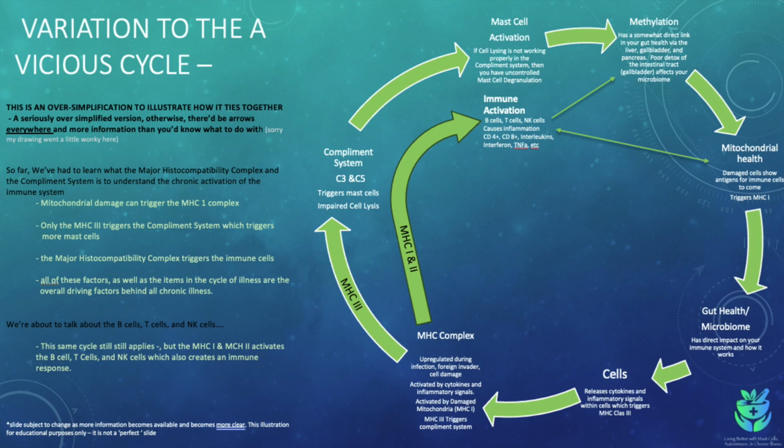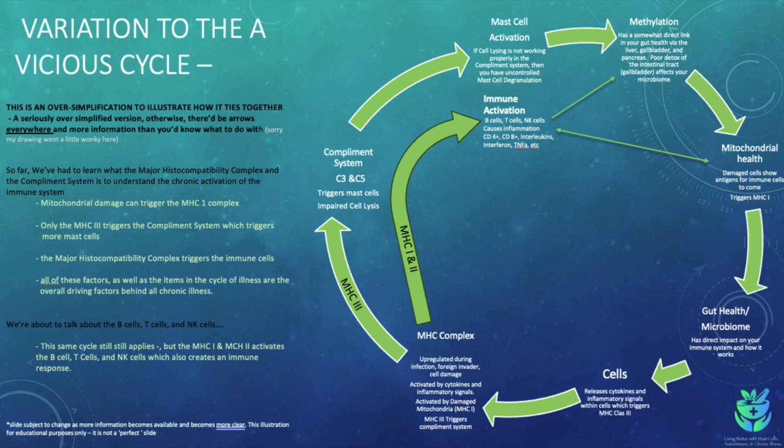So, the original cycle remains, but you can see I added in the major histocompatibility 1 and 2. This is an oversimplification to illustrate how this ties together. I mean a seriously oversimplified version. Otherwise, there'd be arrows everywhere and more information than you'd know what to do with. So far, we've had to learn the major histocompatibility complex and the complement system to understand the chronic activation of the immune system. So, mitochondrial damage can trigger the MHC1 complex.